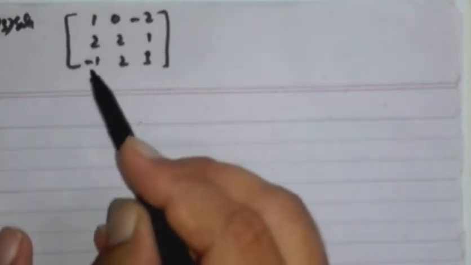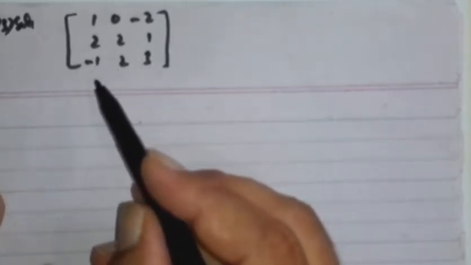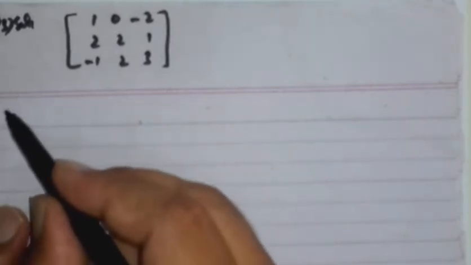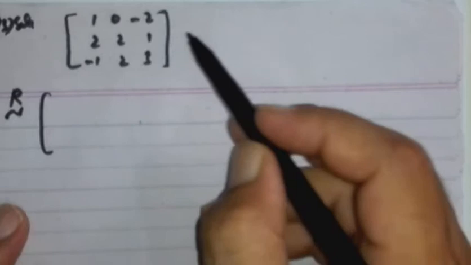Bismillahirrahmanirrahim. Find the ranks of the following matrices. Given matrix is 1 0 minus 2, 2 2 1, minus 1 2 3. So we will change it into the echelon form by row operation. First, row operation.